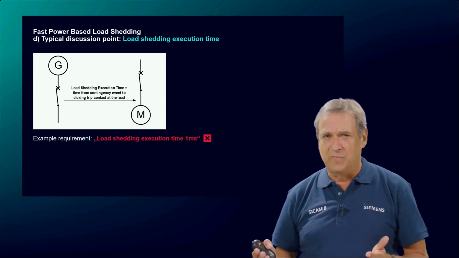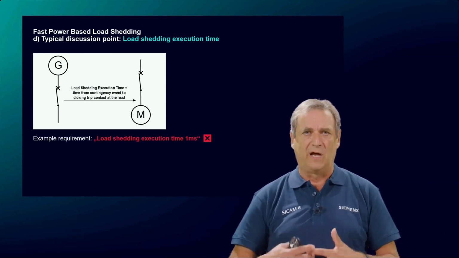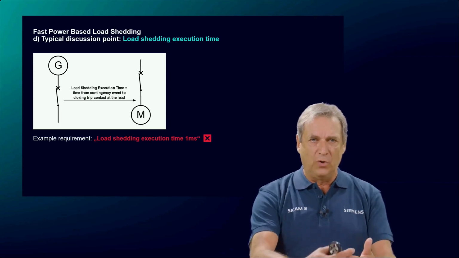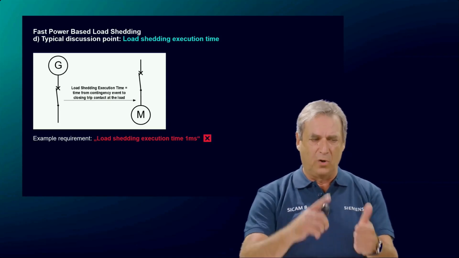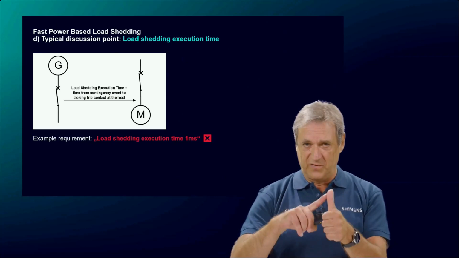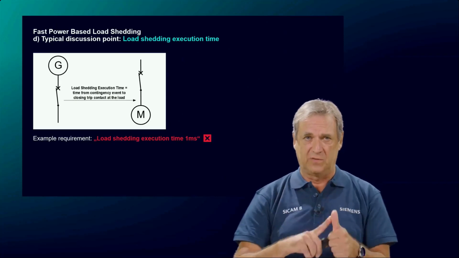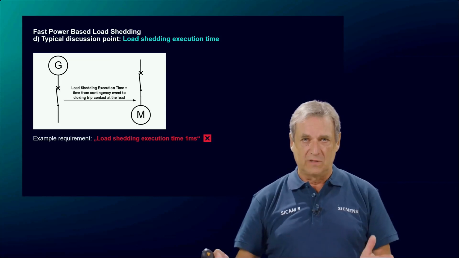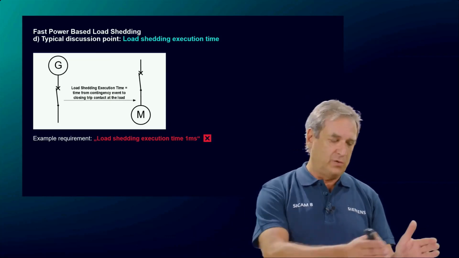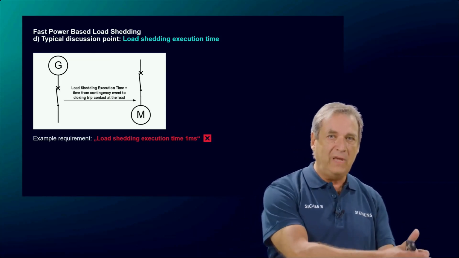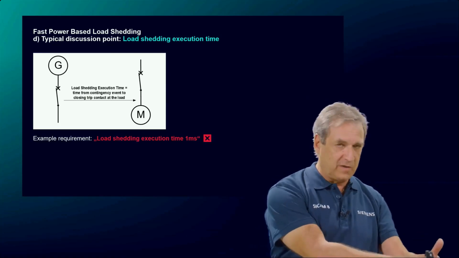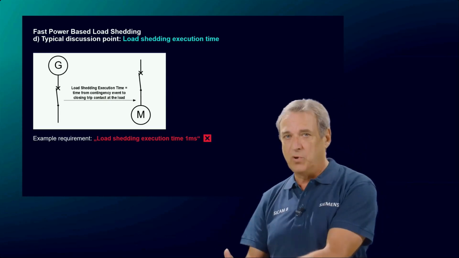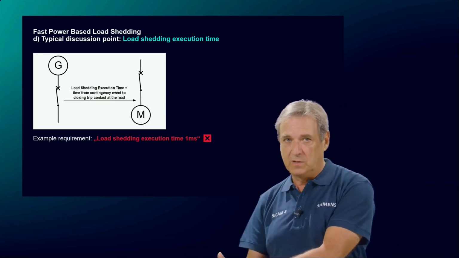But sometimes the inquiries ask too much. For example, in one tender document, a load shedding execution time of only one millisecond was requested. First of all, when we from Siemens talk about a load shedding execution time, then we mean the time from tripping the circuit breaker at the contingency feeder to closing the trip contact at the load feeder.